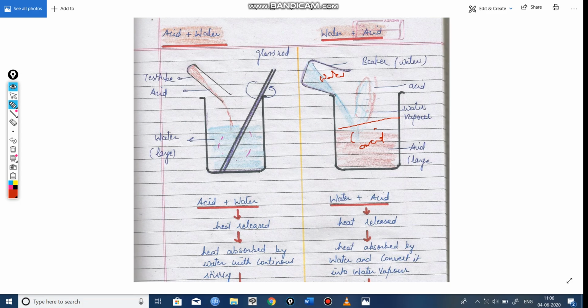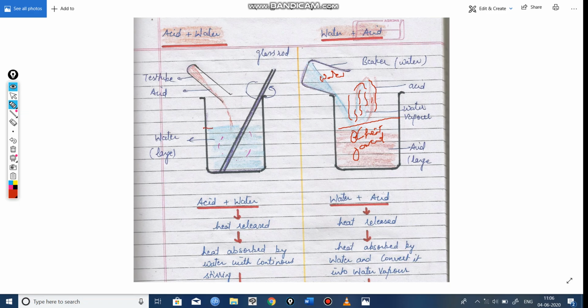Water comes in contact with acid. It releases a high amount of heat energy. Heat energy is absorbed by water and water is converted into water vapors. When water vapors come out, they come out with acid, responsible for acid burn or an accident. Next, what happens when acid is added to water.